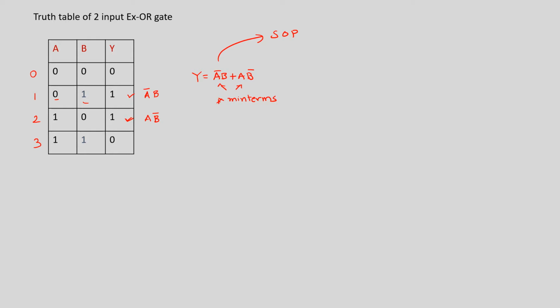This equation can be written in the form of minterms also. This is the truth table having two variables, so it is written as a function of A, B. Minterm means we write the decimal equivalent for the entry. There are two minterms, so we write the summation of minterms. Minterm is written with a small m. Inside the bracket, we write the decimal equivalent for those terms. So this is 1, 2.